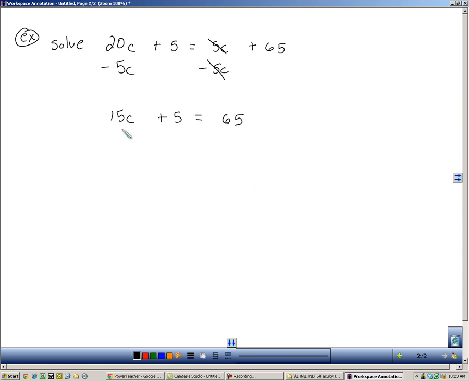Now that I've successfully moved all the c's to one side, I can now isolate this. Doing PEMDAS in reverse, so we'll deal with the addition first by subtracting. 5 minus 5 is 0. 65 minus 5 is 60. And because the 15 is connected to the c with multiplication, we undo that with division. Cancels those, and we end up with c equals 4.